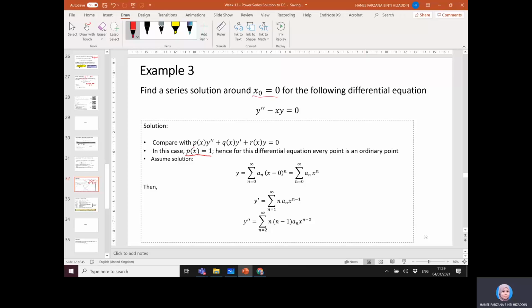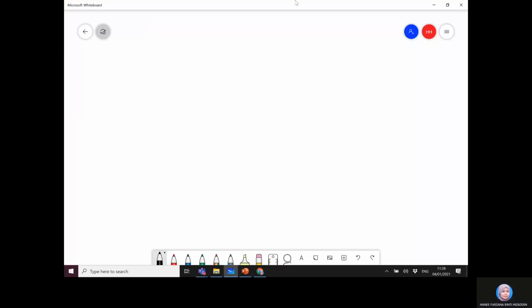Okay, so let's say we assume the given solution. Now we'll start the actual work. Given y double prime minus x y equals 0, we want to assume this y is the solution to the given ODE. So y is the summation from n equals 0 to infinity of a n times (x minus x naught) to the power of n. Here our x naught is 0, so we can simplify this equation: we just have a n times x to the power of n.